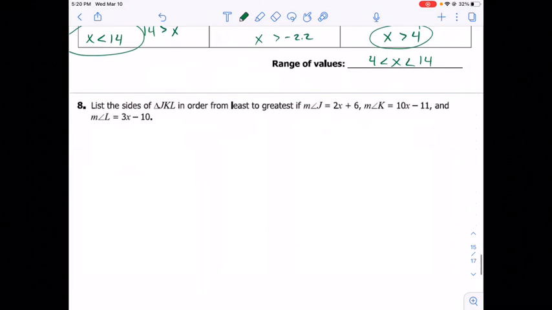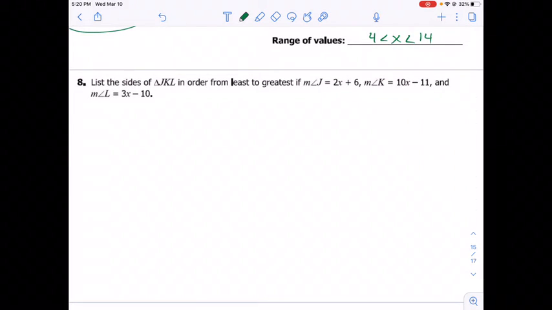All right, so now let's go here. List the sides of the triangle in order from least to greatest. We get these three sides: 2x plus 6, 10x minus 11, and L is going to be 3x minus 10. So in order to find this, these are our angle measures, so we have to find x first so we can decide which one is going to be bigger. What you can do here is draw yourself a picture. It doesn't have to be perfect. We're going to have J, K, and L.